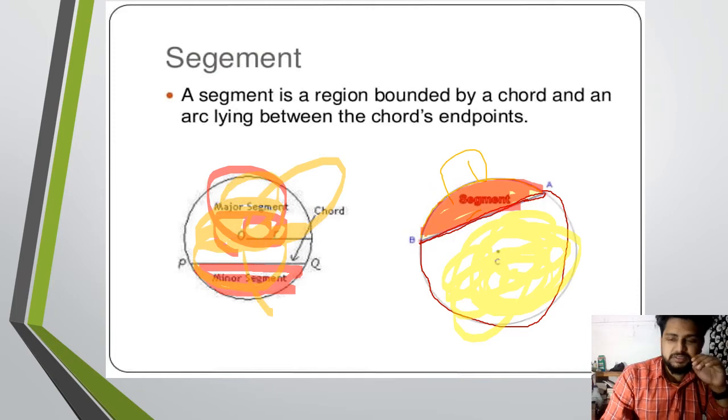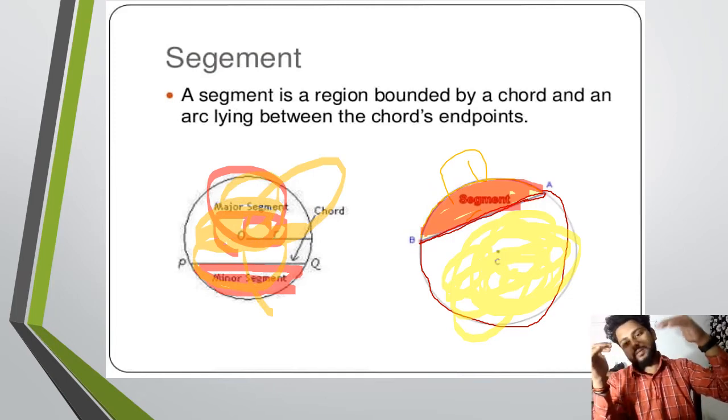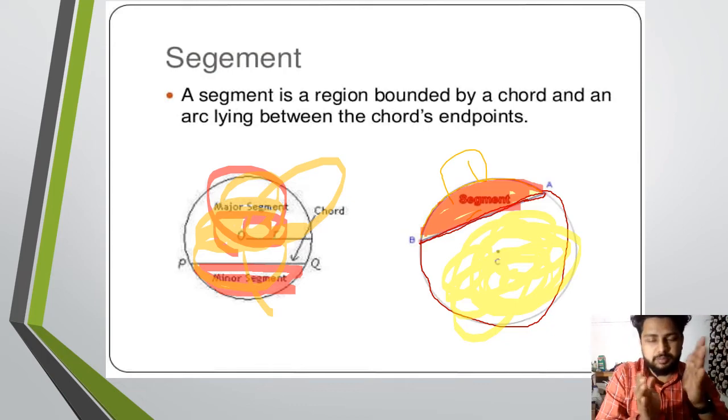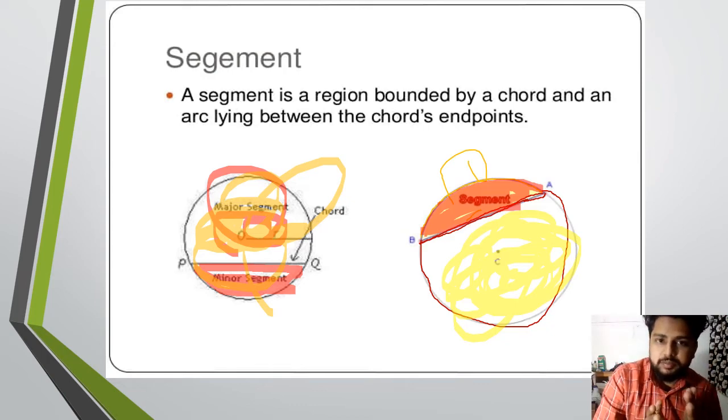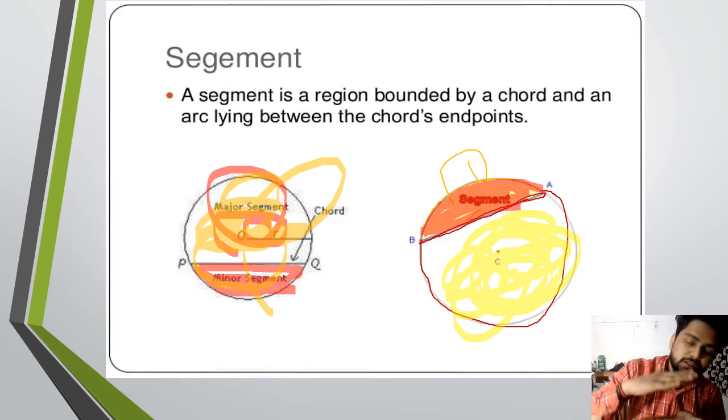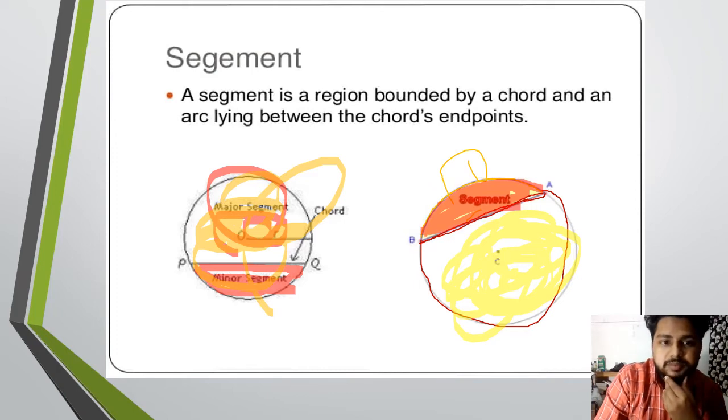Okay, major means bada, big, and minor means chota, small segment. Major, minor. You can remember them comparatively, as big and small. Small, minor; big, major. Small, minor; big, major. You remember this.